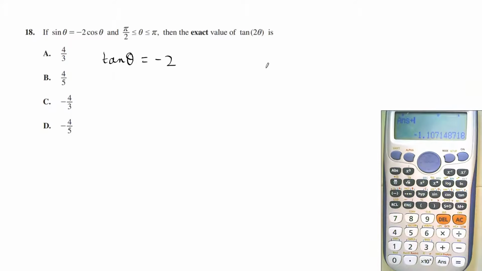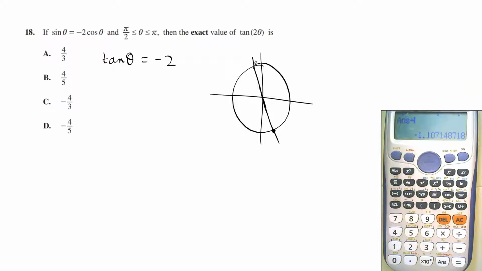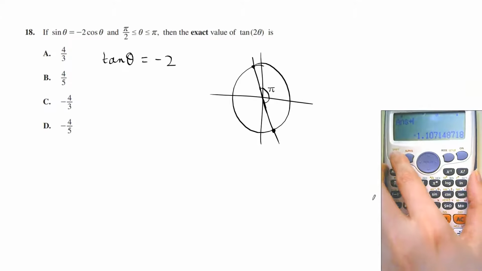If you want to picture what's going on, you've got the unit circle and tan theta being -2. Tan is the slope on the unit circle, so let's draw a slope of -2. So you get these two solutions. The calculator is telling us that one. We actually want this one because that's in the correct range. So we just need to add pi radians to that to work out that one.